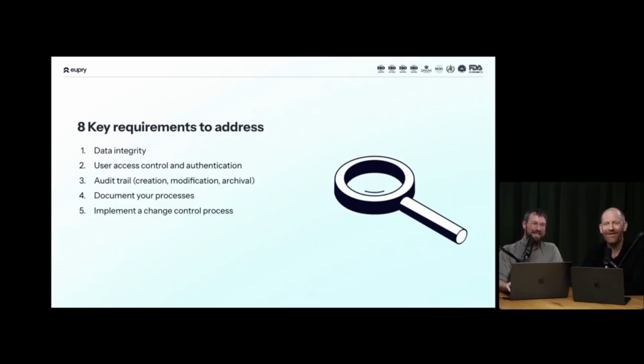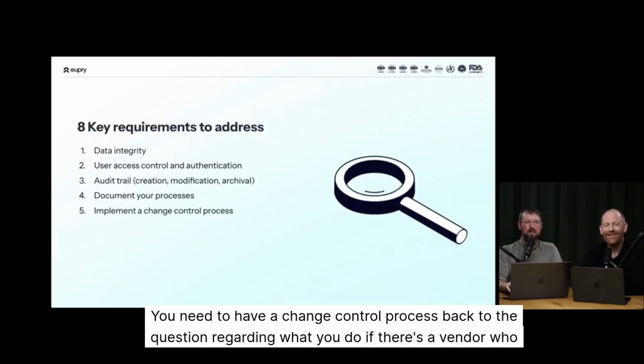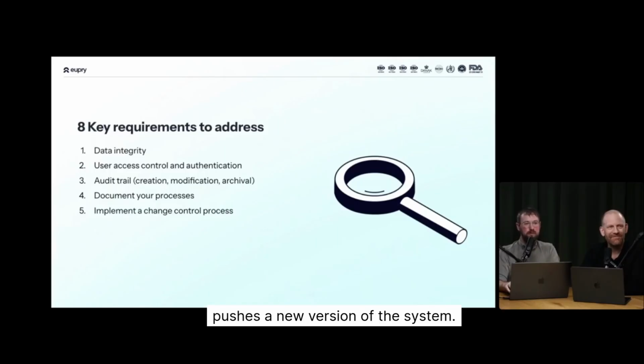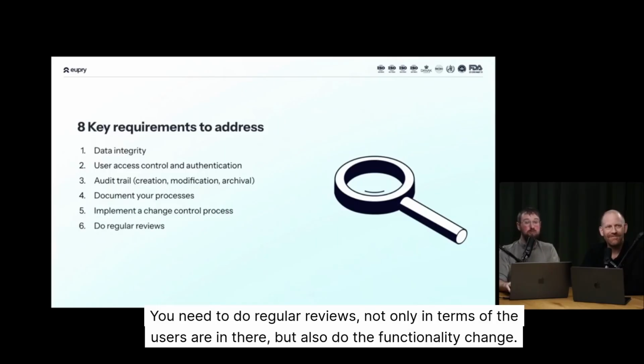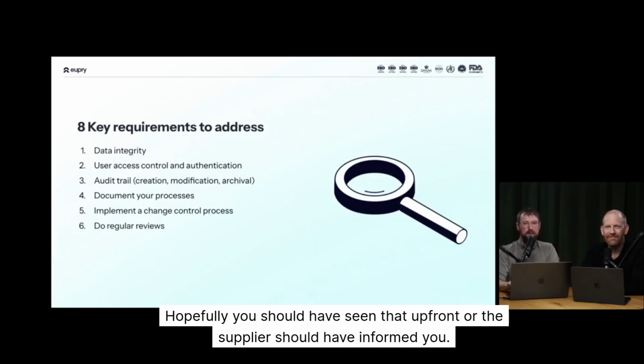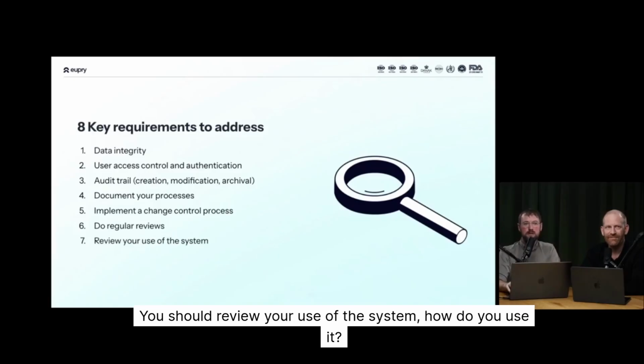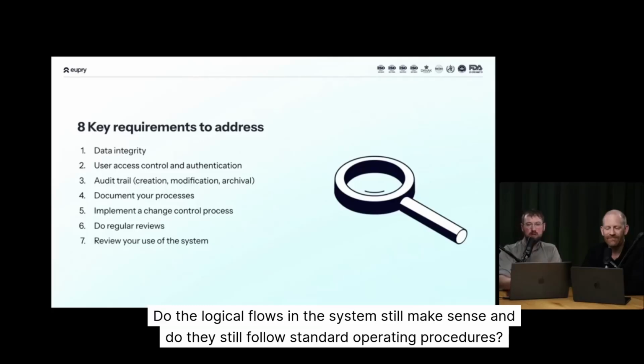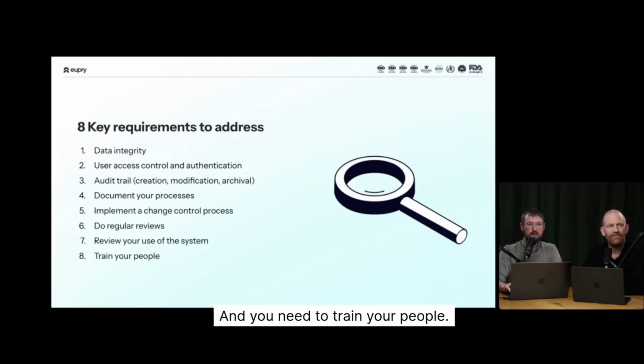You need to have a change control process. So back to the question regarding what you do if a vendor pushes a new version of the system. You need to do regular reviews, not only of who the users are in there, but also whether the functionality changes. Hopefully, you should have seen that upfront, or the supplier should have informed you. You should review your use of the system. How do you use it? Do the logical flows in the system still make sense, and do they still follow standard operating procedures? And you need to train your people.